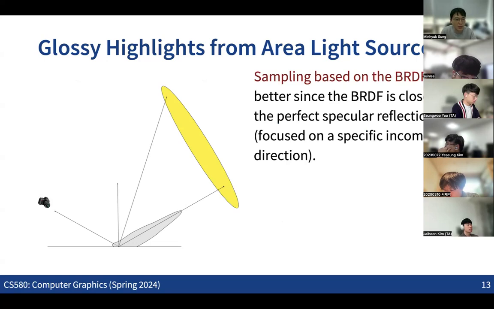This is the case where we have a glossy reflection, which is almost close to perfect specular reflection, which means that the lights coming from those directions are the most important lights for the final computation.